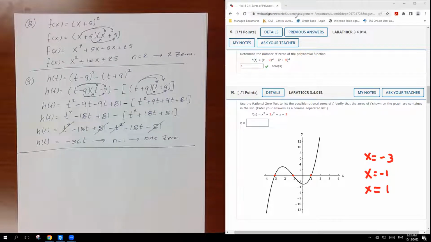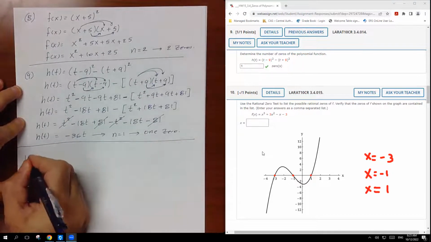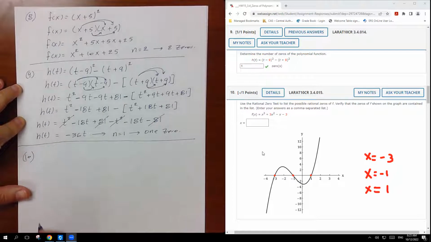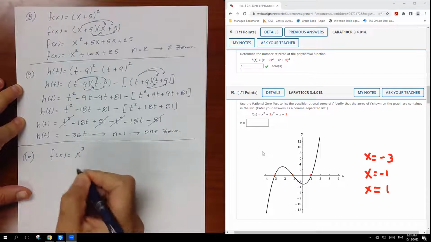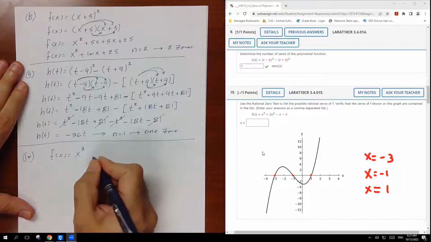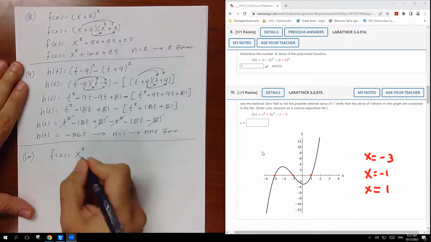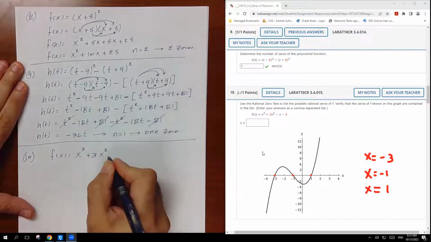But now I need to find the list of all these possible zeros, because in the next example, we're not going to get a graph. We have to factor the polynomial. So first of all, on example 10, the polynomial function says f(x) equals x cubed plus 3x squared minus x minus 3.